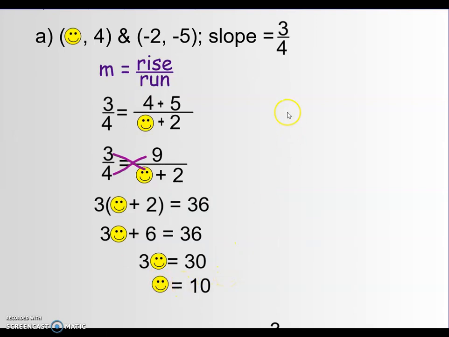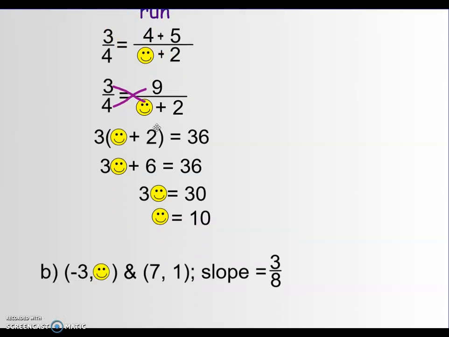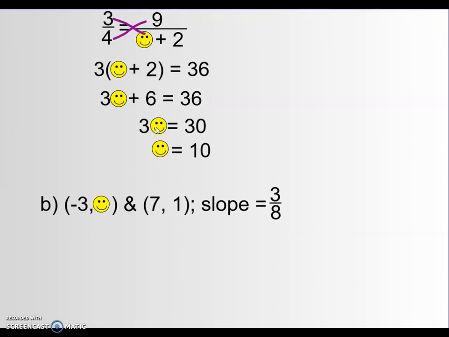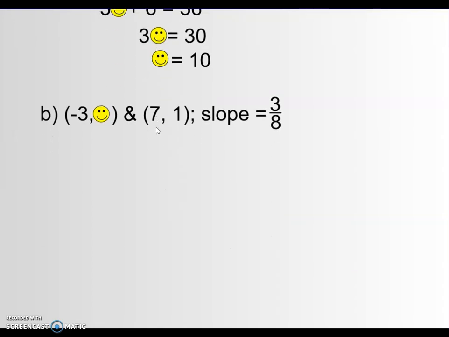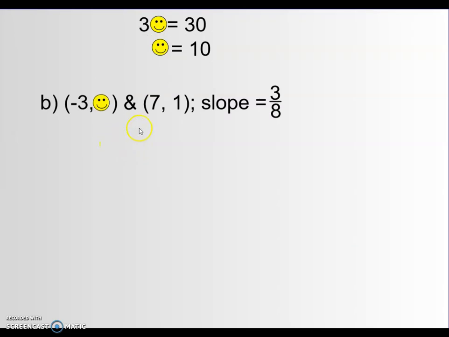And although at first it seems intimidating, it really is just a matter of plug and chug. You just take your formula. Slope is the change in the y's over the change in the x's. You plug in your values and you let the algebra handle the work. Today is very much an algebra-based day. So we have a second problem here, and that's problem B. And I'd like you to take a minute and see if you can figure out the answer to problem B.